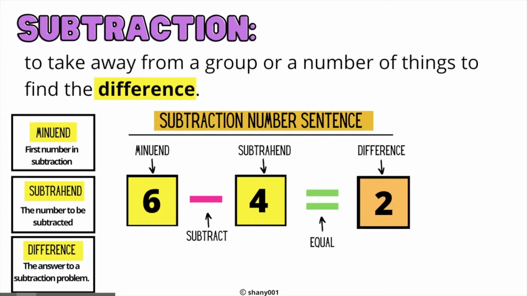Subtraction: to take away from a group or a number of things to find a difference. Let's go ahead and look at the subtraction number sentence. You have a minuend, the first number in subtraction. You have the subtract symbol. You have the subtrahend, the number to be subtracted. You have an equal sign. And then you have the difference, the answer to a subtraction problem.